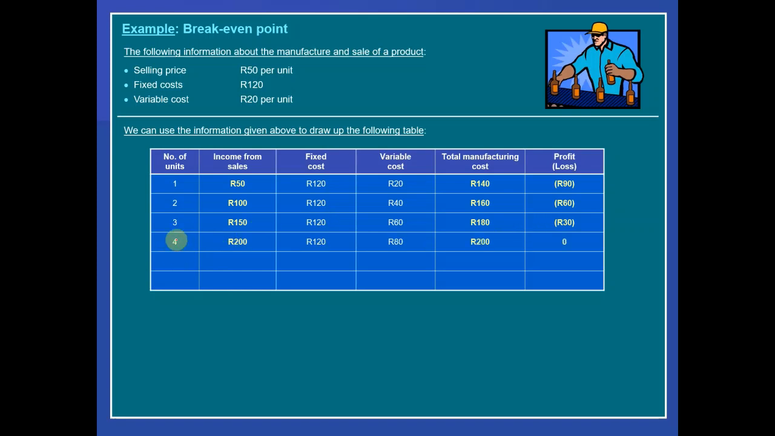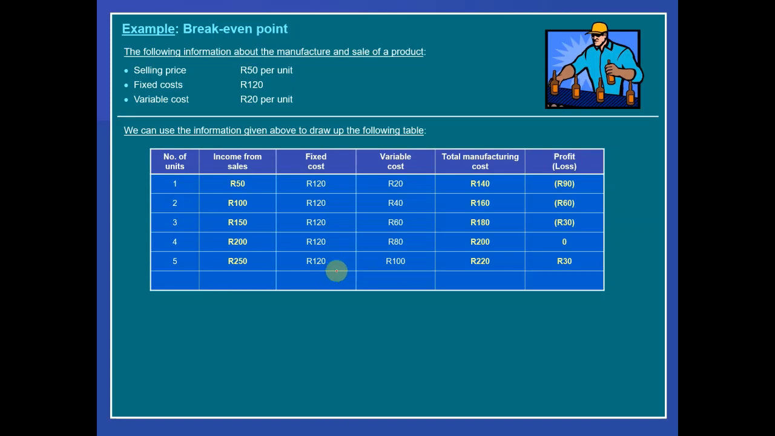If we produce and sell 4 units, it is 50 Rand per unit times 4, which gives 200 Rand. Fixed costs stay constant at 120. 4 units times 20 Rand is 80 Rand. The 120 Rand fixed cost plus the 80 variable cost gives a 200 manufacturing cost. And now our income from sales is equal to our total manufacturing cost, so we don't make a profit or a loss.